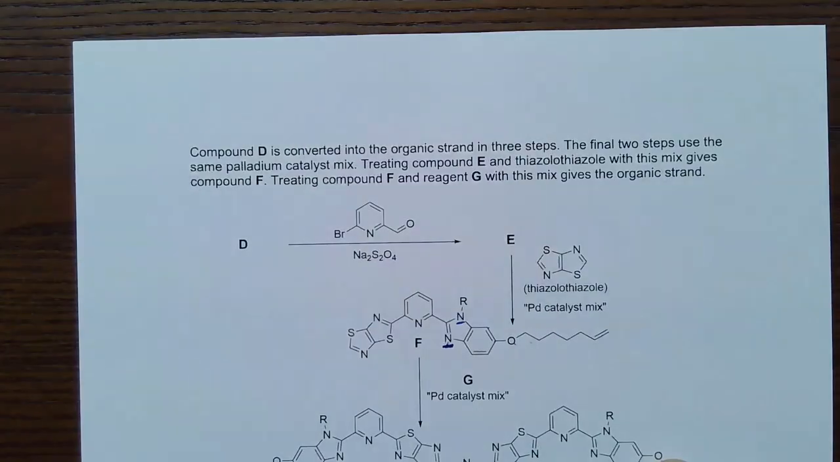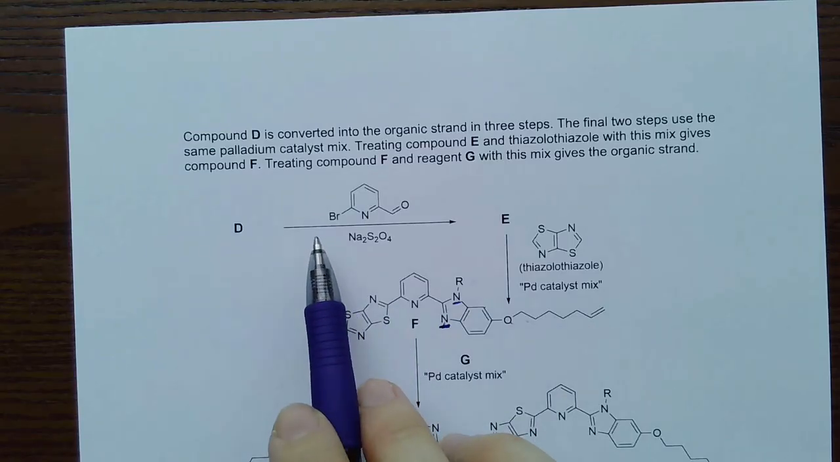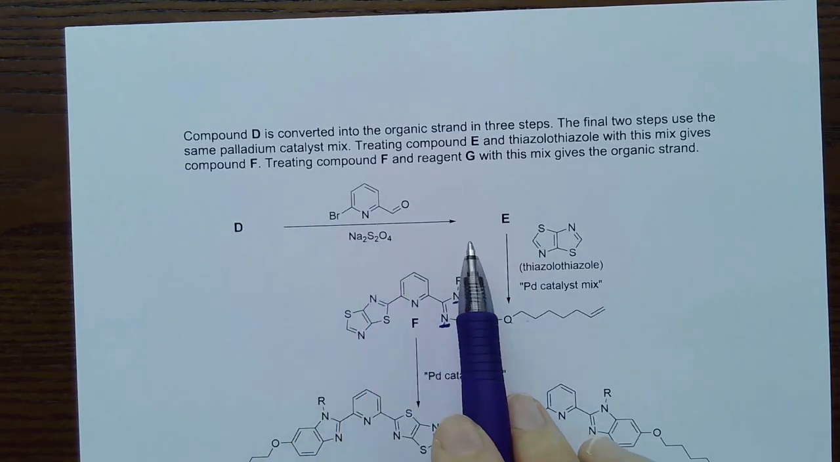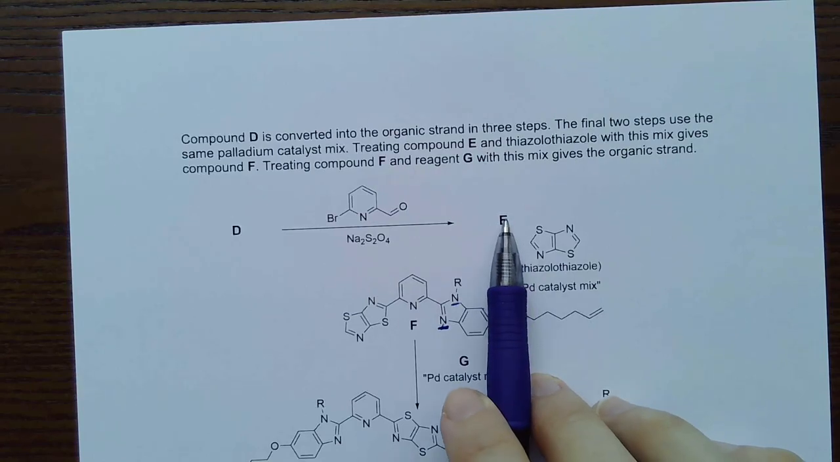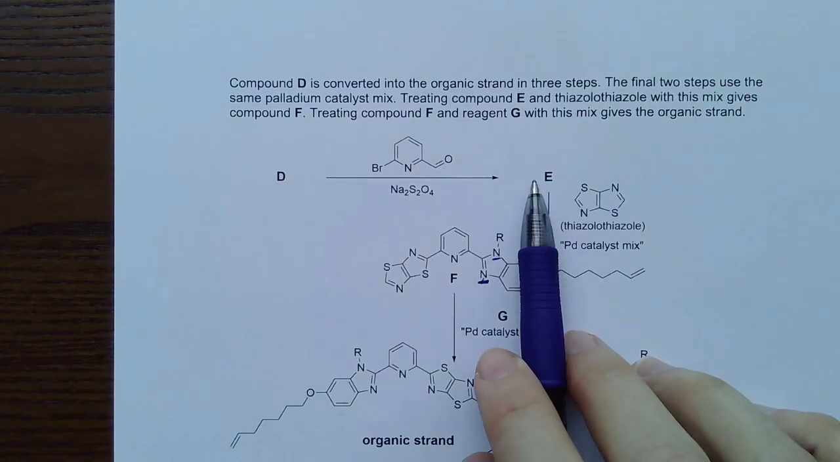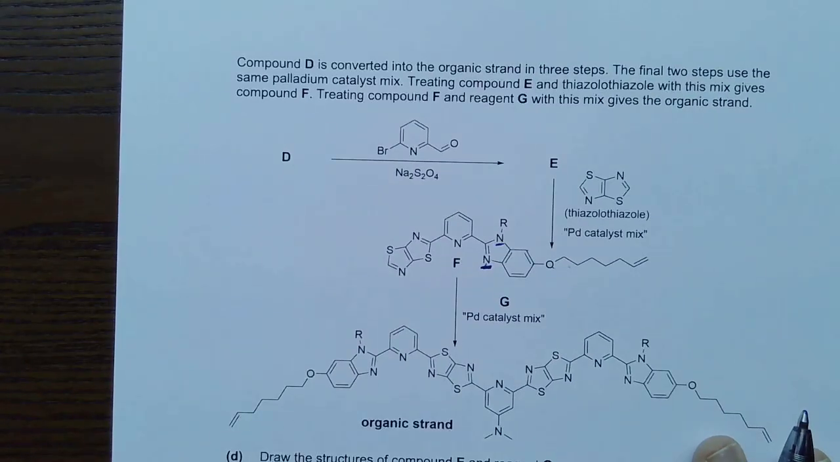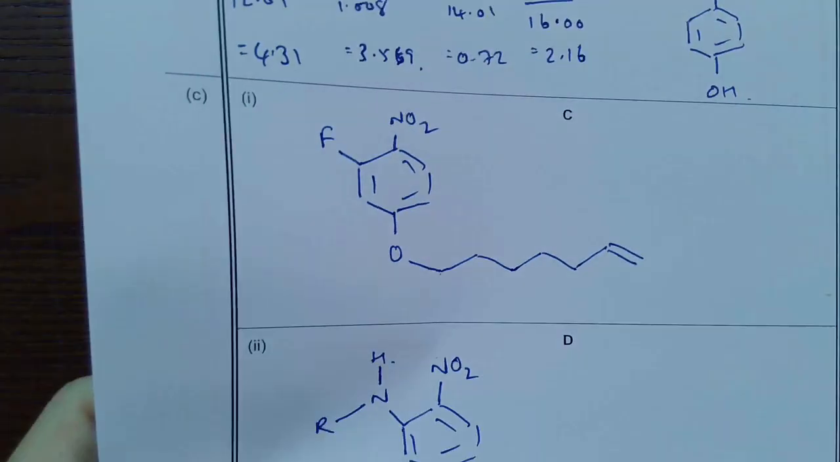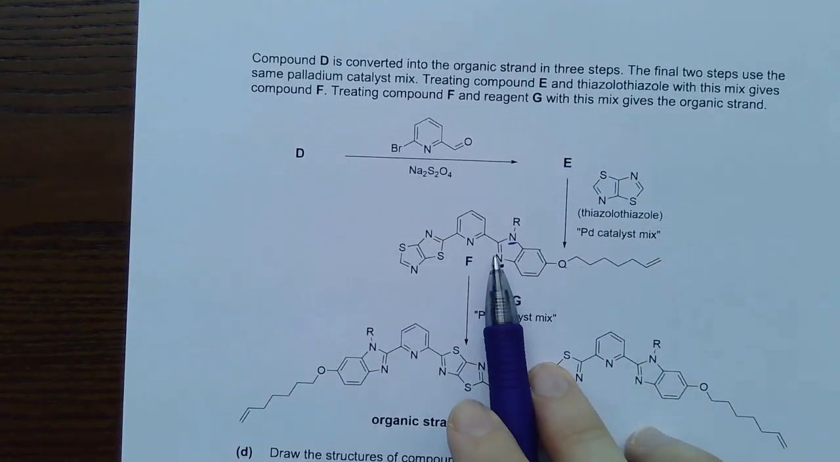So then we have compound D is converted into the organic strand in 3 steps. So D, step number 1, step number 2, step number 3. Okay. And we are asked to work out what E is. Okay. So just remind ourselves of what D is. D is this. Okay. And we're going to this.